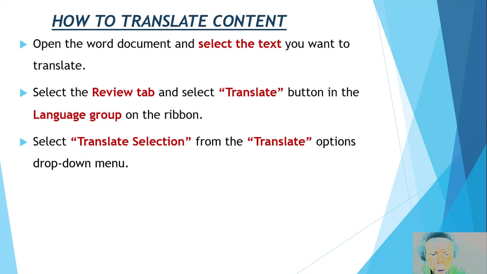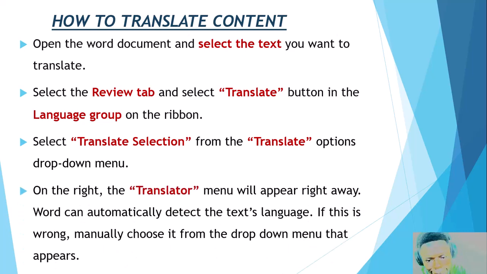Okay, so when you press on Translate, there will be a drop down menu, and from the list, because you've already selected a text, you are going to select Translate Selection from the drop down menu. After selecting Translate Selection, on the right, the translator menu will appear right away.